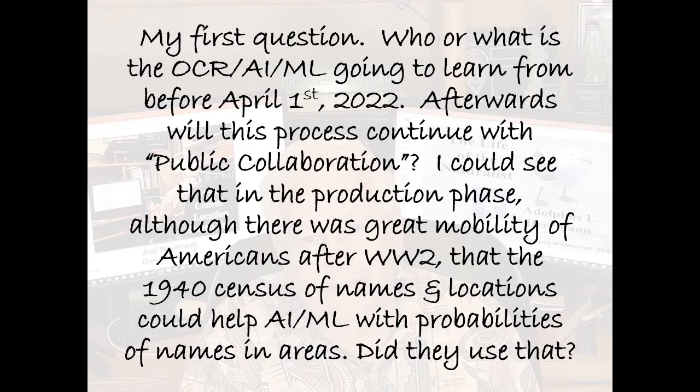I could see that in the production phase, this is speculation, although there was a great mobility of Americans after World War II, that the 1940 census of names and locations could help AI/ML with probabilities of names and areas. Did they use that?